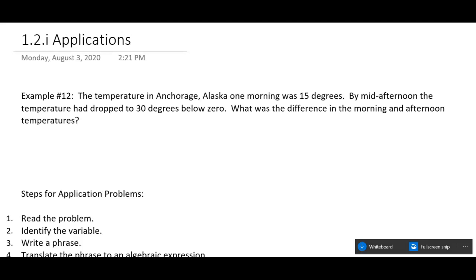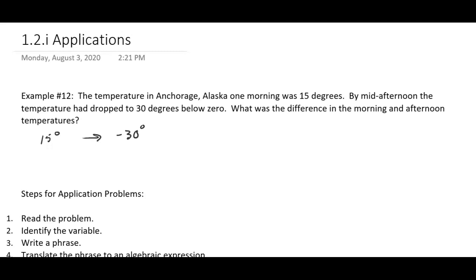The temperature in Anchorage, Alaska one morning was 15 degrees. Okay, now I can write that down, 15 degrees. That's probably going to be important to me. By mid-afternoon, the temperature had dropped to 30 degrees below zero. Okay, so it was at 15, and now it's going to be negative 30 degrees, right? It's going to be below zero, so negative 30 degrees.